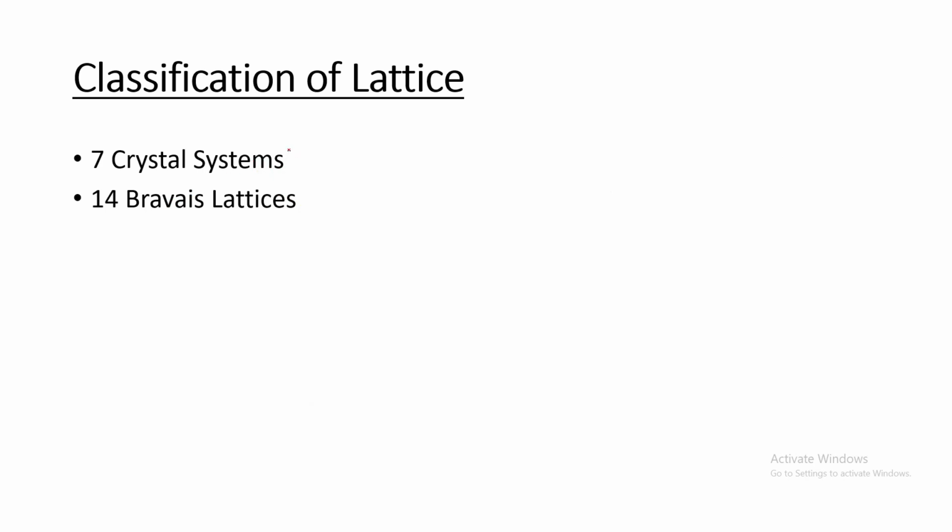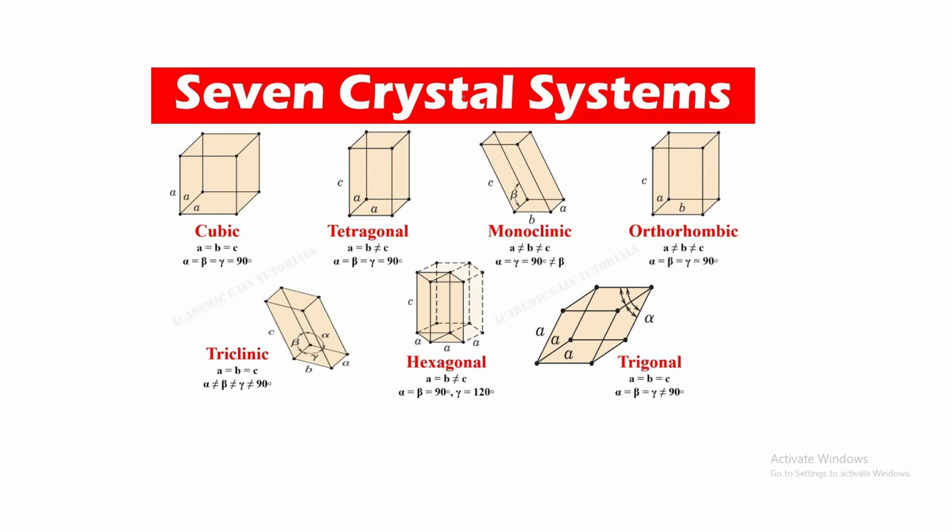Now let us try to classify the lattice. Before classifying the lattice, we will first look at the 7 crystal systems, and then we will look at the 14 Bravais lattices. First let us look at the 7 crystal systems. The 7 crystal systems are classified on the basis of lattice parameters, that is a, b, c and alpha, beta, gamma.